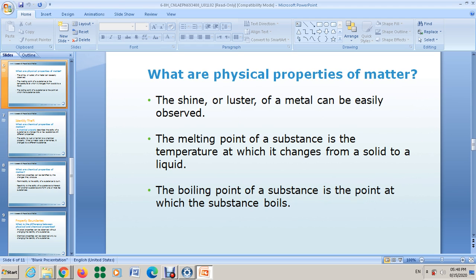So we have mentioned a lot of physical properties. You can observe, you can use your senses, you can measure. Okay, all of these are physical properties. Now I want to show you a video to know more and understand more about the physical properties.